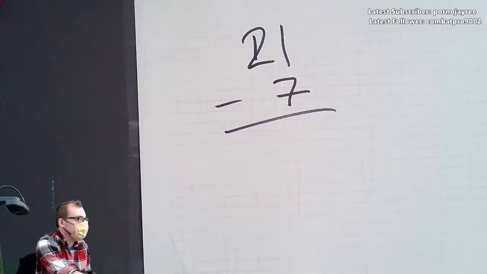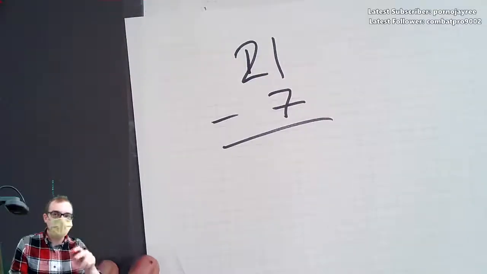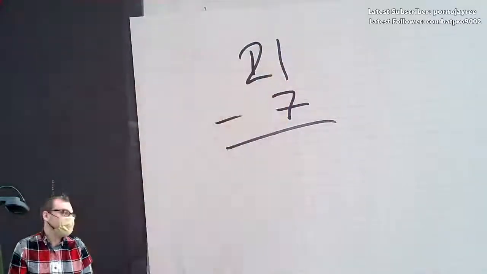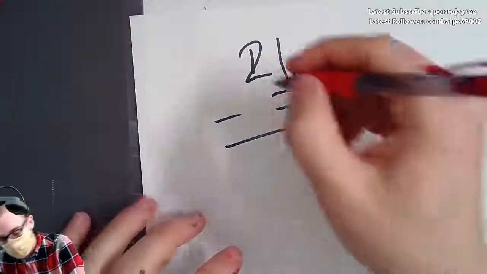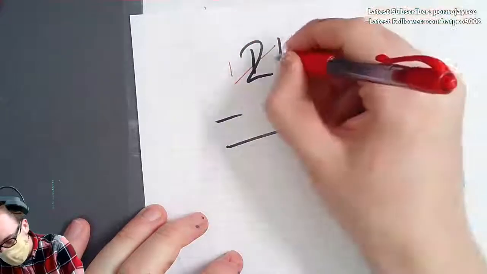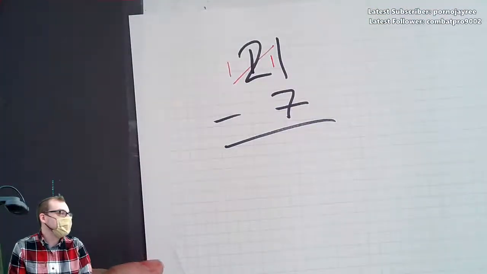Y'all heard of this method? The borrow method? You know, borrowing. 1 minus 7, I can't do that. So what do? Yeah, so we cross this out and borrow, right? And we carry it over. We carry our cross. Sounds fun, right?